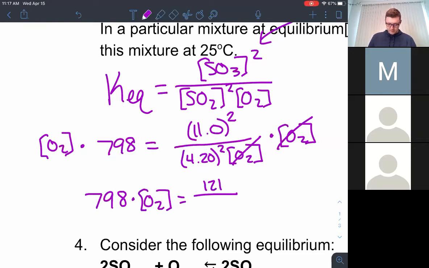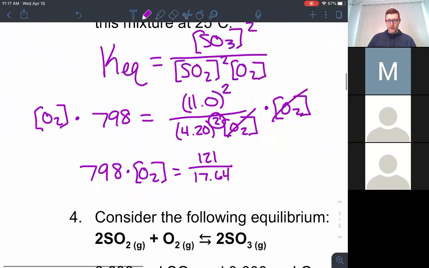16.4. Not quite, not quite. 17.64. 28.8. What? I'm hearing different numbers. 121 divided by 4.2. Careful, 28 point. Careful, this one, don't forget that 4.2 is also squared. All right? So now we can solve that. There's 121 divided by 17.64.